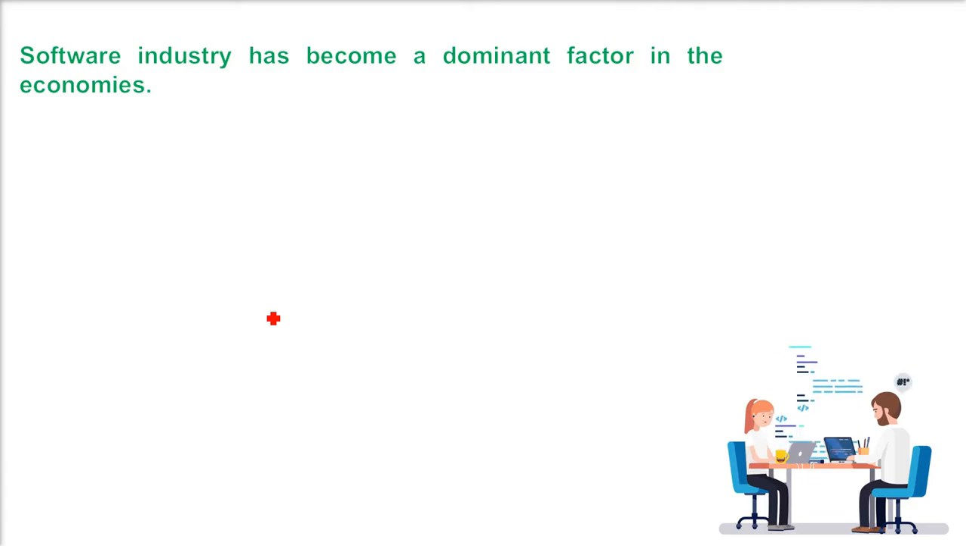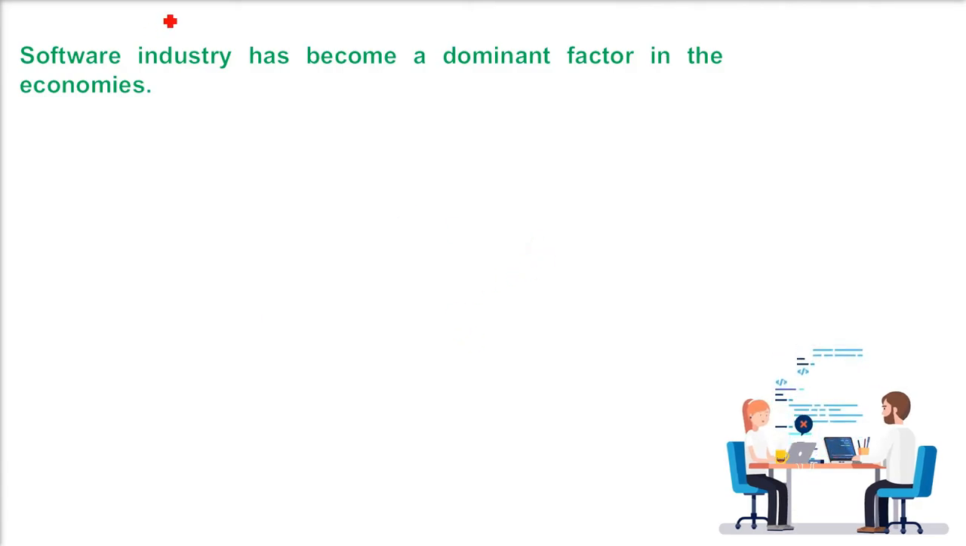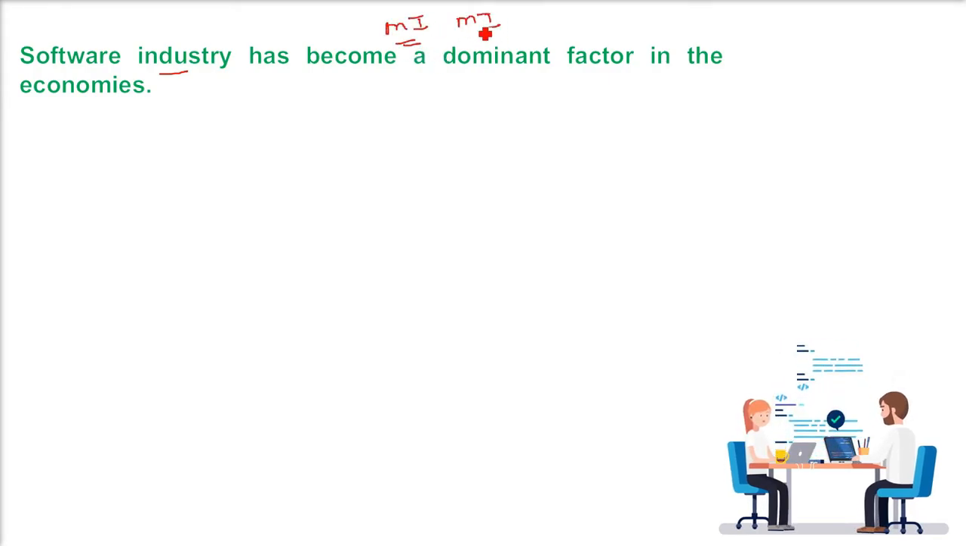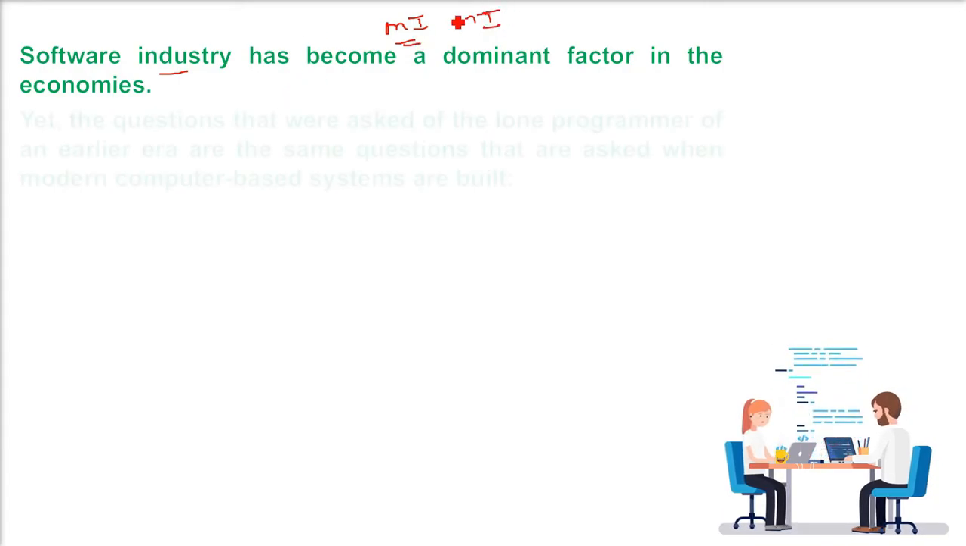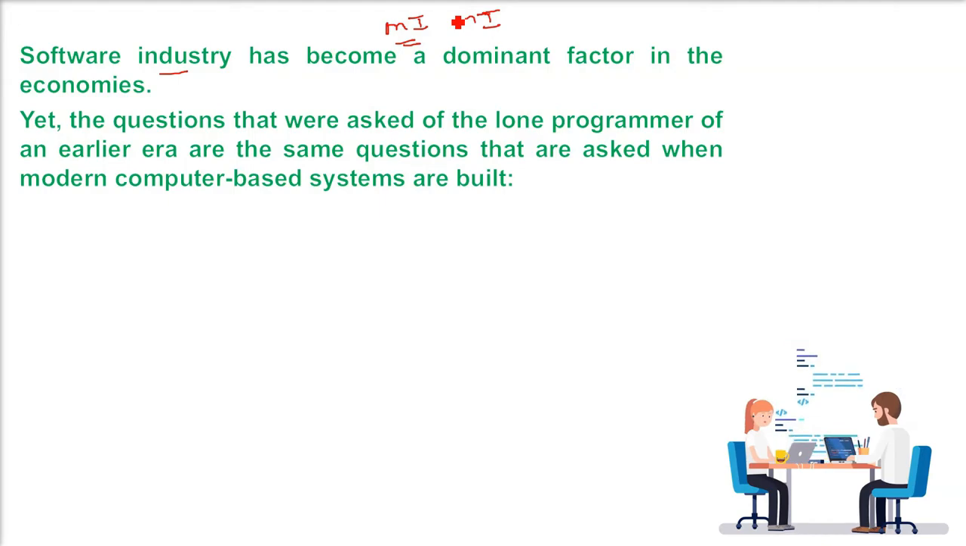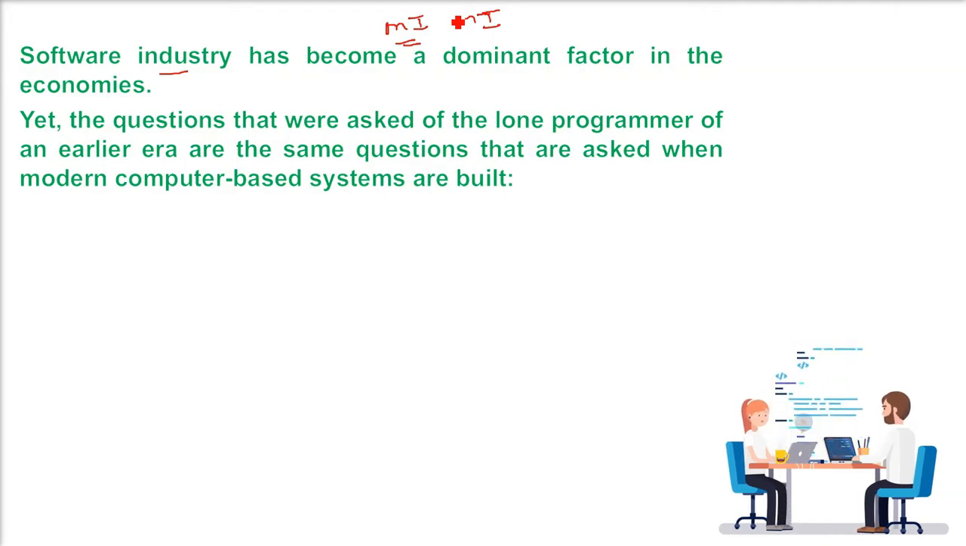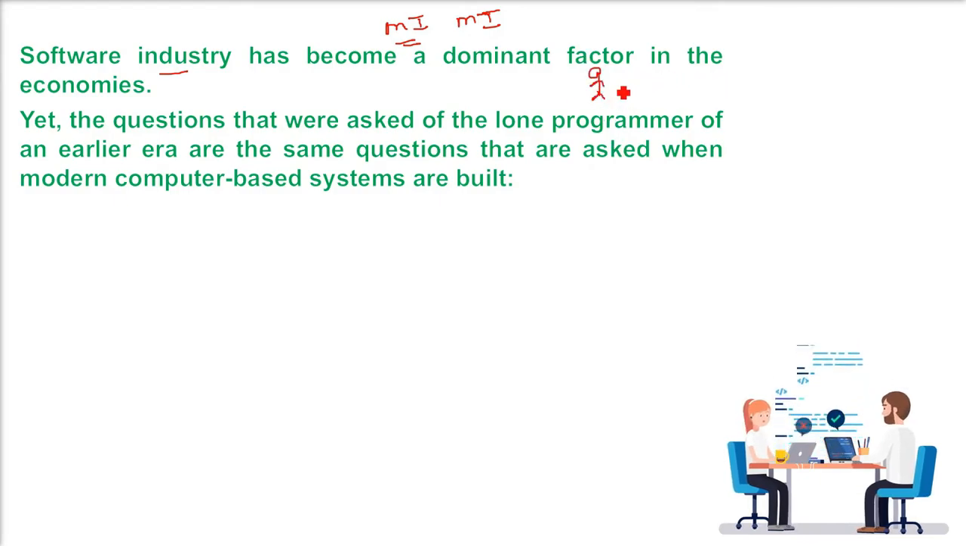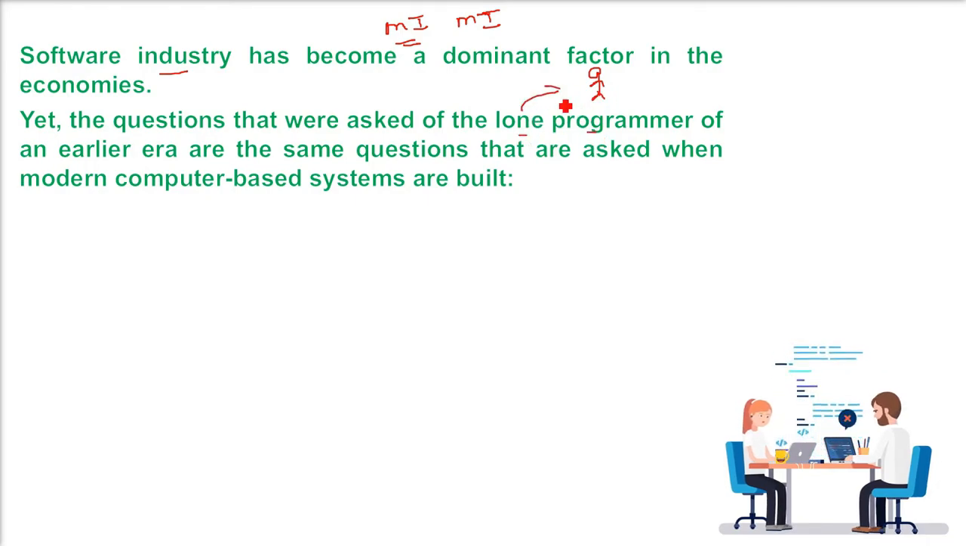Please understand, the software industry has become a dominant factor in the economy. For example, we have manufacturing industries, mining industries. Software is also a very giant, multi-billion industry, even if you talk about America or Kenya. Previously, one or two programmers would make some program. One person may do everything. That was called a lone programmer.